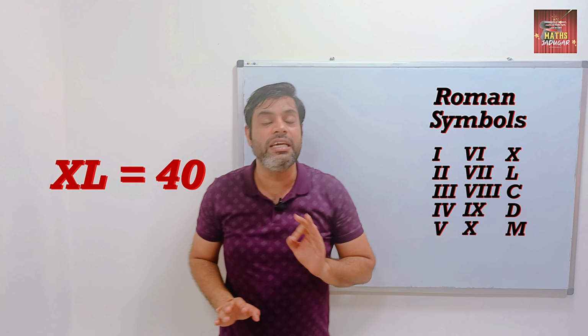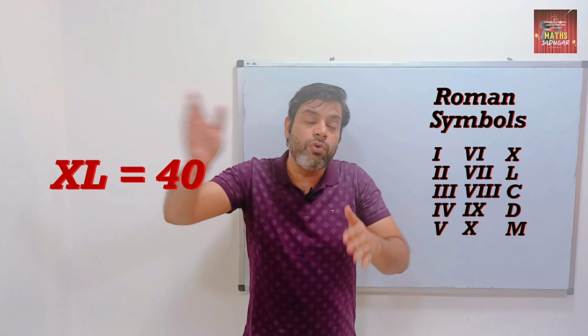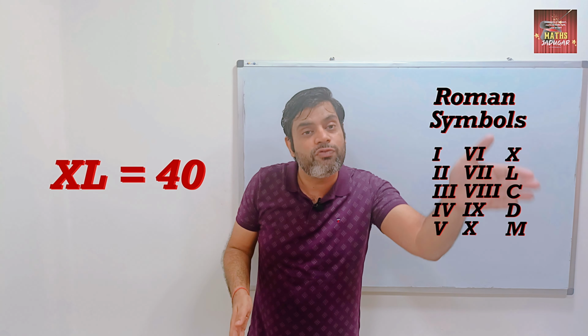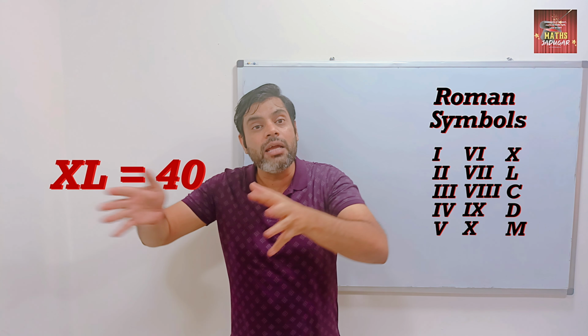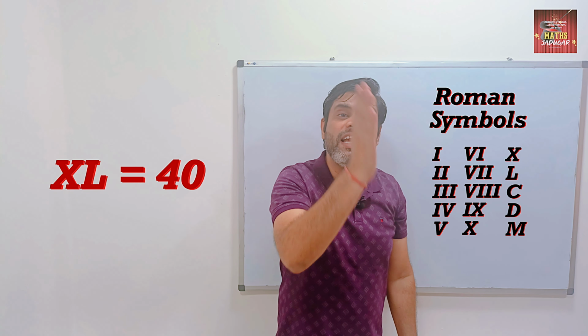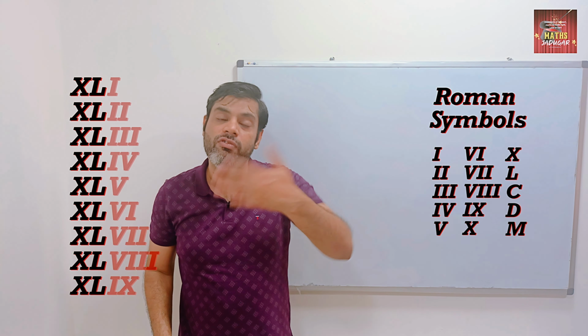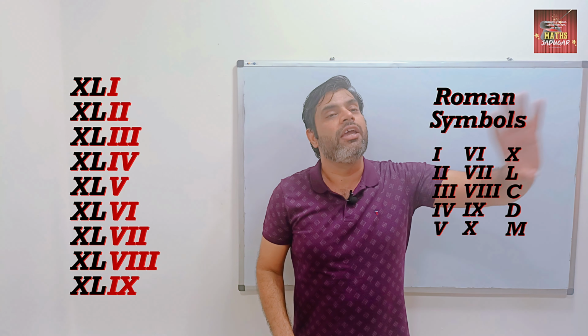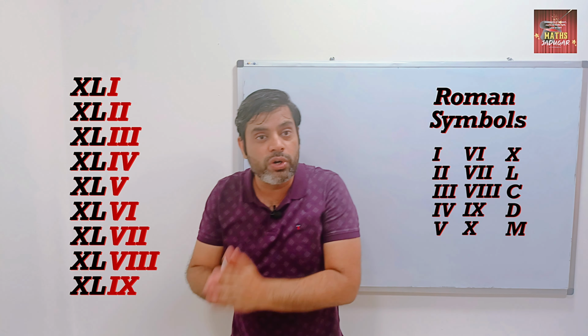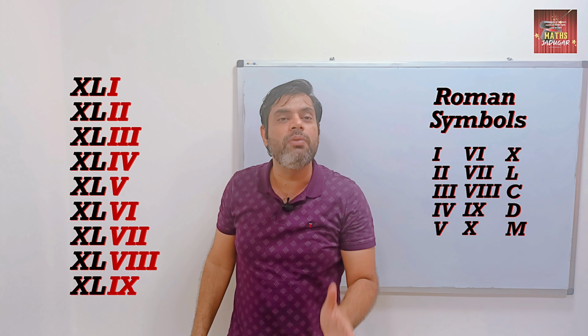XL is 40. And it will be used for all 40s, whether it is 40 to 49 or 140 to 149. That time also the tens and ones will be written like this. 40s will always be XL and then 1 to 9. Ones will always be 1 to 9. If it is 100, 200, whatever, we will learn about that. So for 40 to 49, write XL and then ones will be 1 to 9.